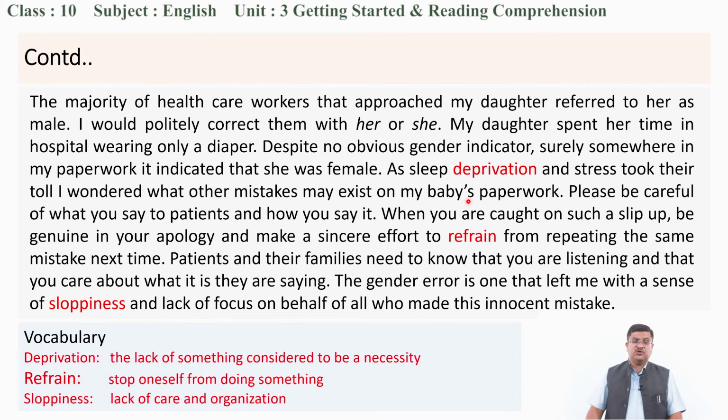She is suggesting to all the healthcare workers: don't repeat the mistakes again. Patients and their families need to know that you are listening and that you care about what it is they are saying. The gender error is one that left me with a sense of sloppiness. Meaning of sloppiness? Lack of care and organization.